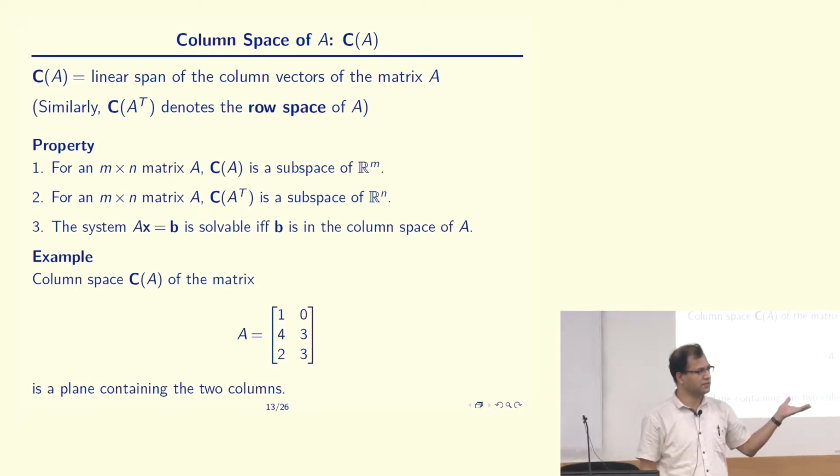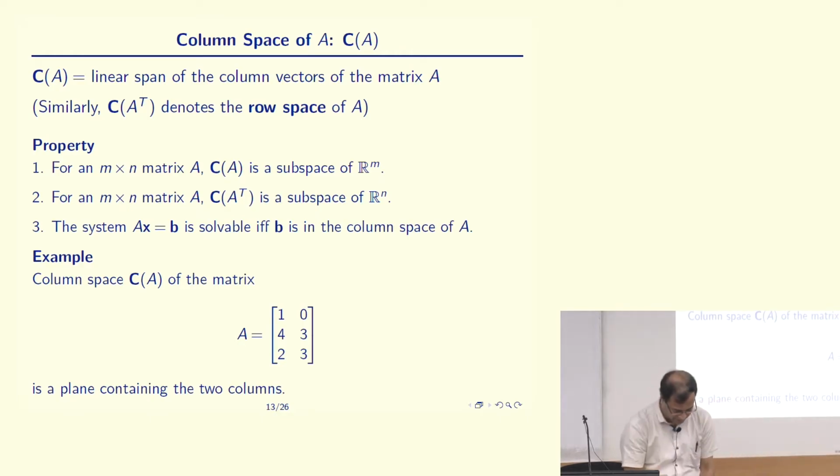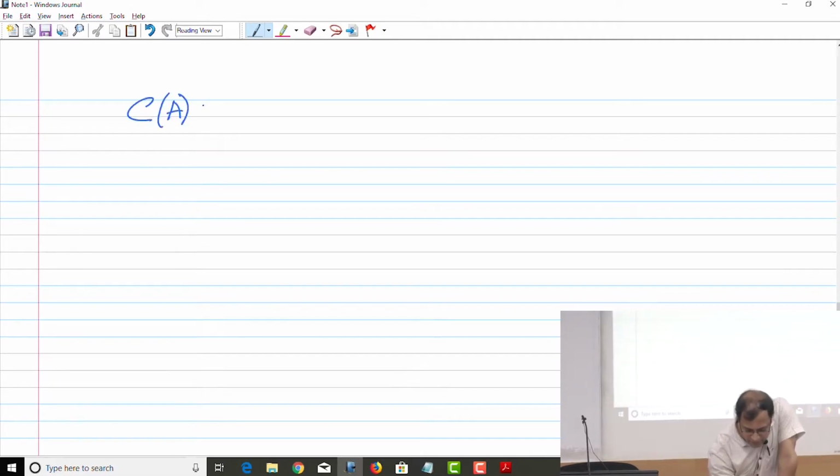So linear span we have seen. Now instead of S, if we consider the column vectors of the matrix, that is the column space, denoted by CA. Similarly, if we consider the row vectors of the matrix, this will be the row space of the matrix. The linear span of the row vectors will be the row space and will be denoted by CA transpose. So please note it down.